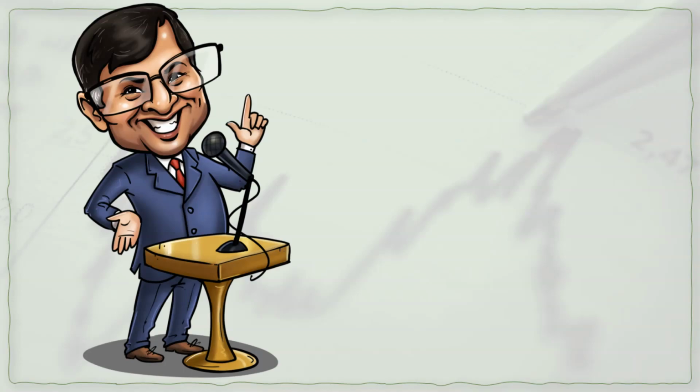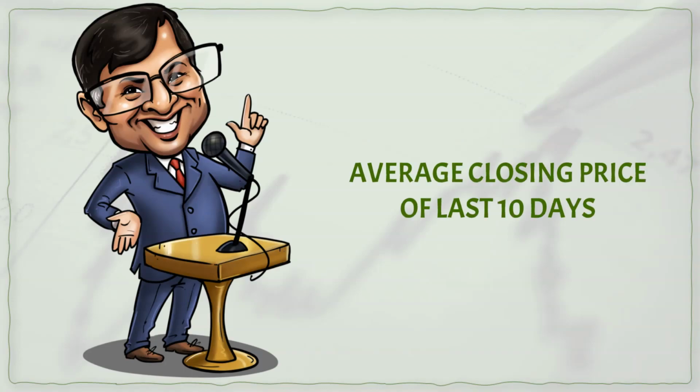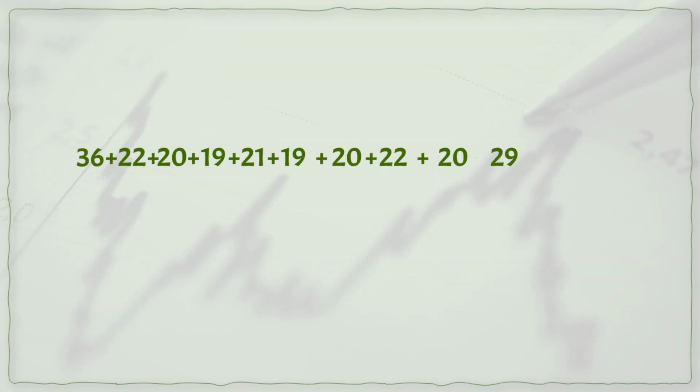Similarly, let us say we want to find the average closing price of the last 10 days. How do we get the average? We add the closing prices of the last 10 days and divide the sum by 10. This gives us the average price of the last 10 days.